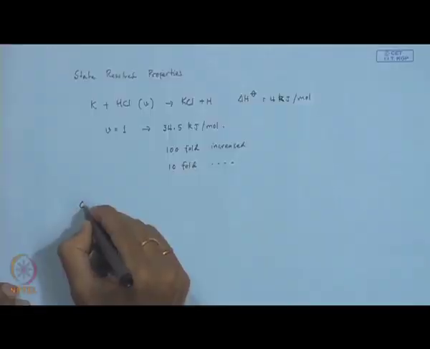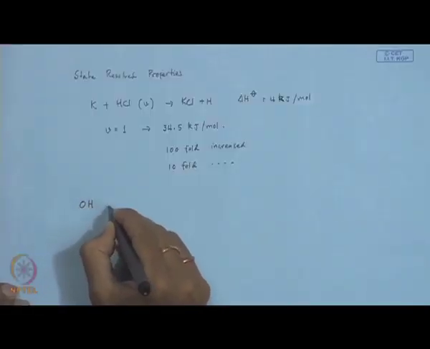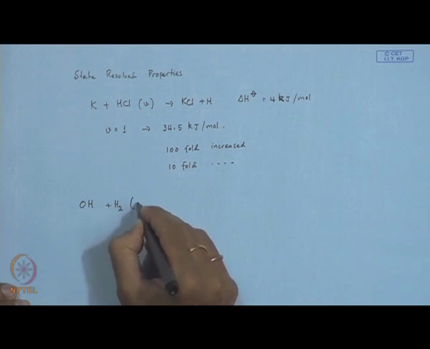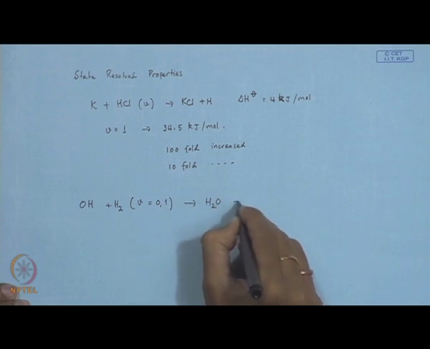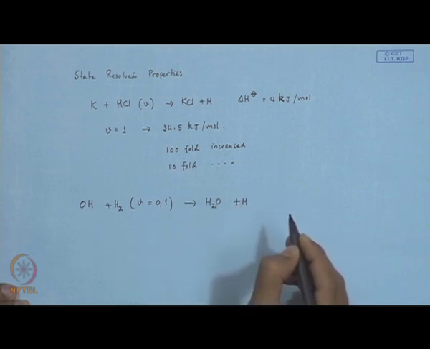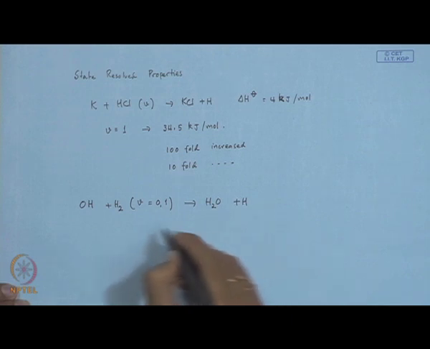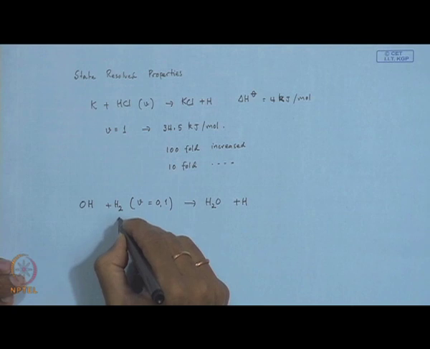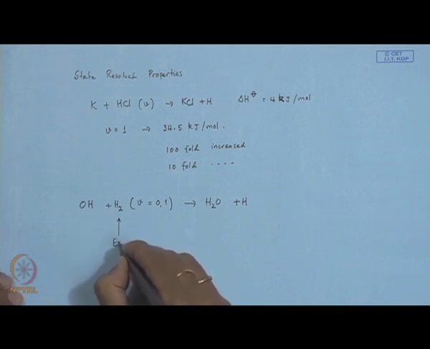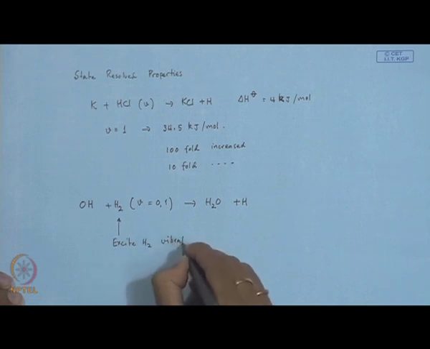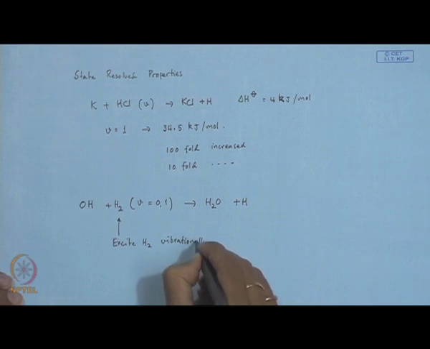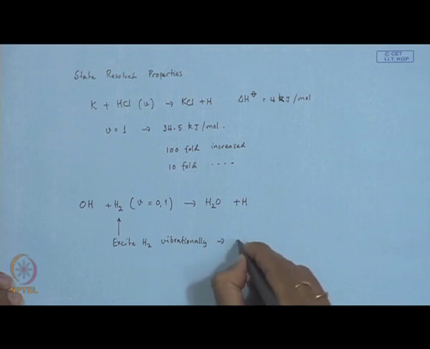Another example: hydroxide radical plus H2, V is equal to 0 or 1, giving rise to H2O plus hydrogen. Now, if you excite this hydrogen vibrationally, then the rate constant has been found to increase by a factor of 100.